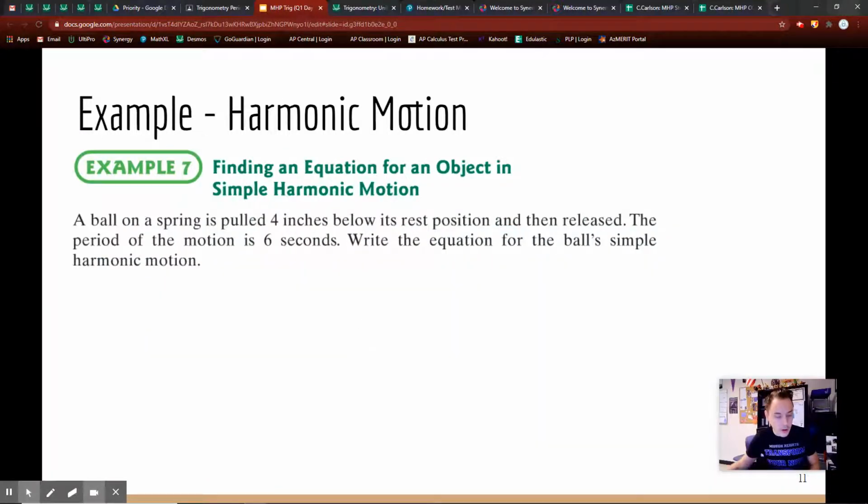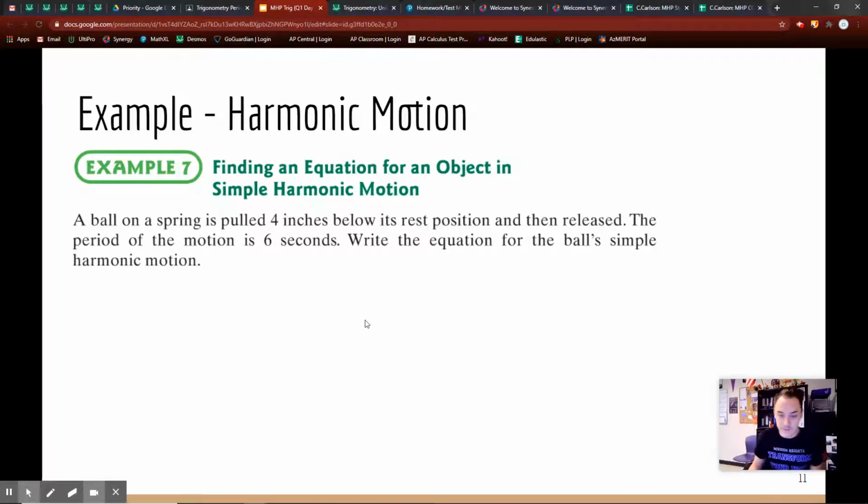Let's go through an example. A ball is on a string and is pulled 4 inches below its rest position. That's like one of those paddle balls. And then released. The period of the motion is 6 seconds.